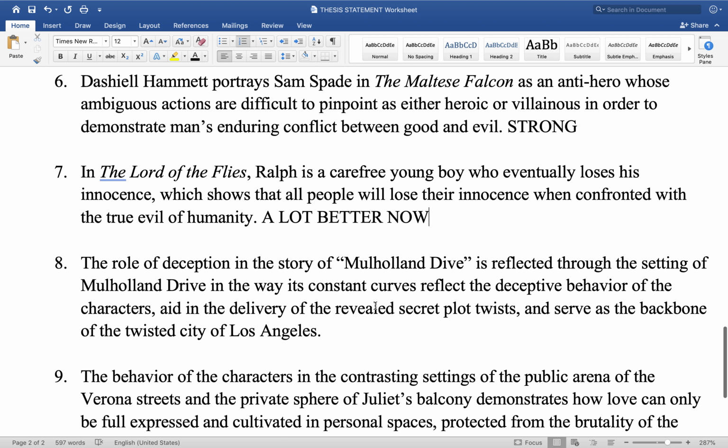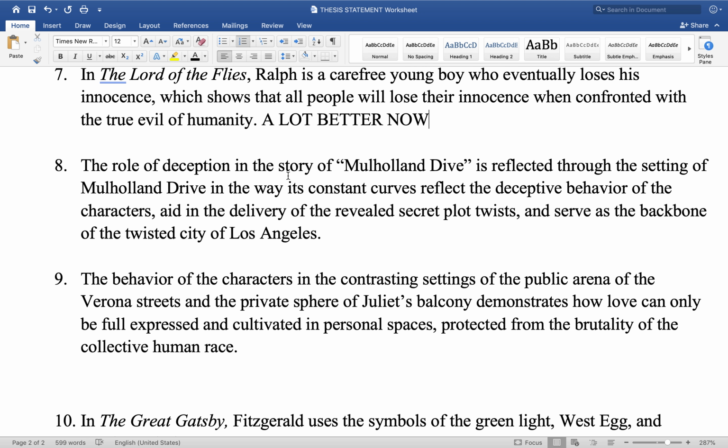All right, 8. "The role of deception in the story of Mulholland Drive is reflected through the setting of Mulholland Drive in the way its constant curves reflect the deceptive behavior of the characters, aid in the delivery of the revealed secret plot twists, and serve as the backbone of the twisted city of Los Angeles."